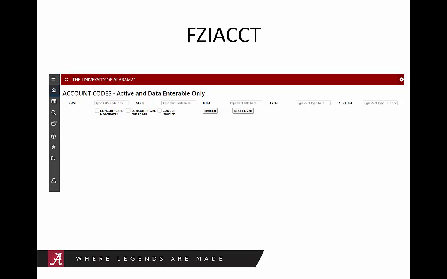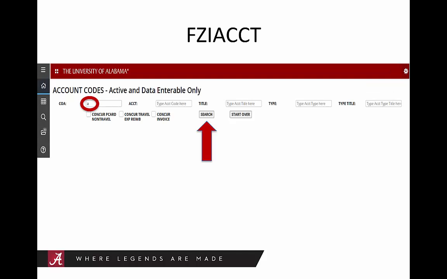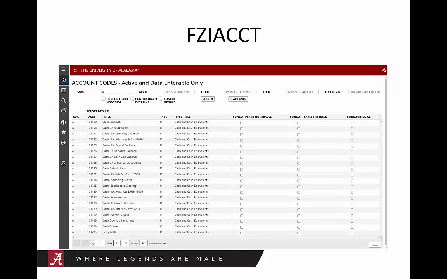Enter your query selection. Your values do not need to be case sensitive. Note, I entered a lowercase a in the Chart of Accounts field. Then you can choose the Search button. The data for our search displays in the table below. You can sort by column, ascending or descending, by clicking on each of the column headers.